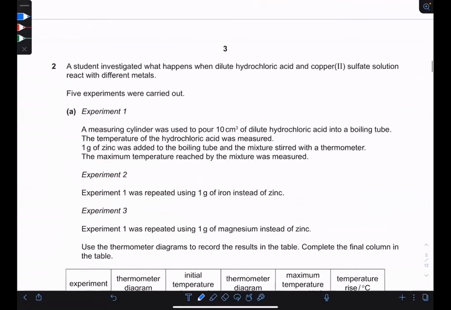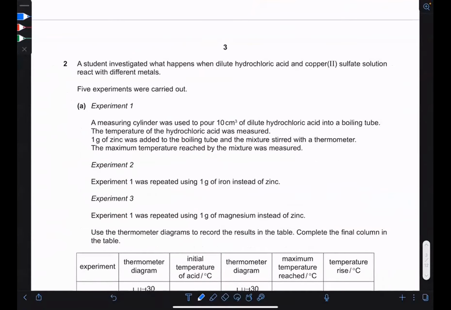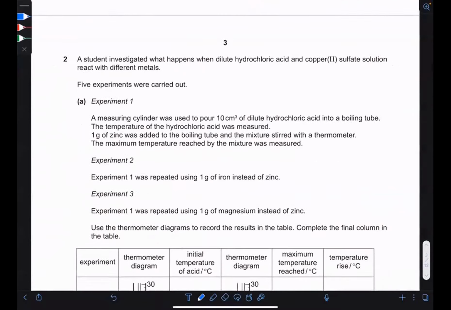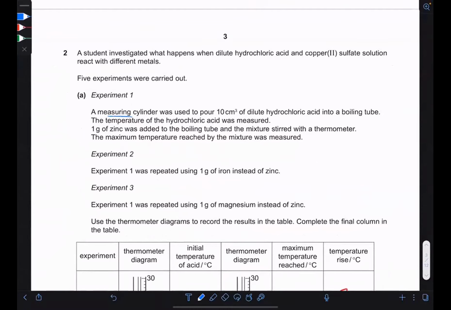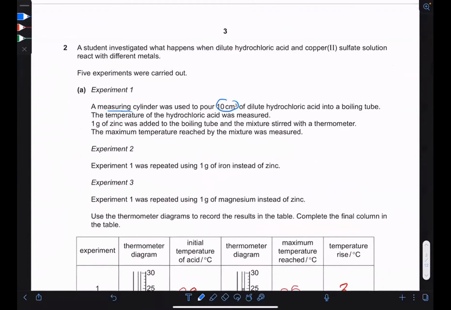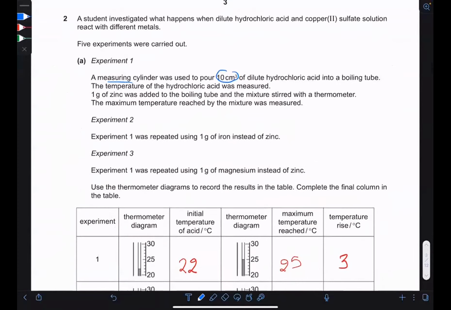Question 2, it's a reaction between dilute hydrochloric acid and copper sulfate solution. In this reaction, he used a measuring cylinder to put 10 centimeter of HCl in a boiling tube, and then he started measuring the temperatures and adding the metal and then measuring the final temperature. In each experiment, he changes the metal he used.